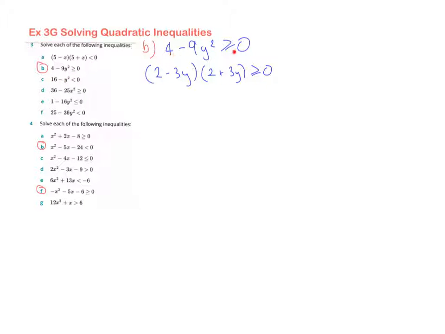We're going to do b. So I've got this here. I've got my 4, I've got my 9. If you recognise this is a difference of two squares. So I've already cheated and started it. The square root of 4 is 2. The square root of 9y squared is 3y. So here I've got my brackets.